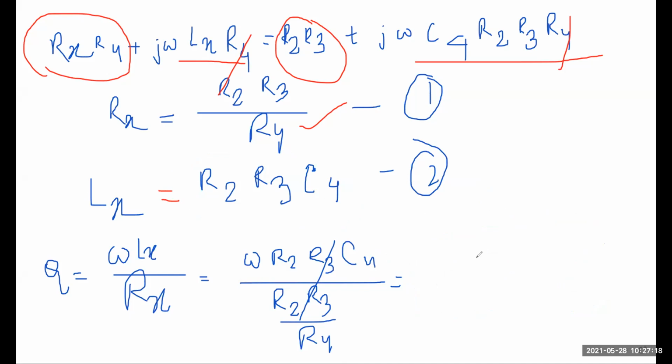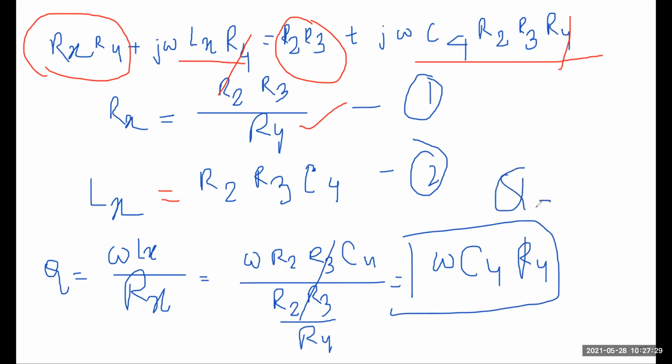So automatically I am getting the answer omega C4 R4. This will be my correct answer, and this is my quality factor Q, and this is important. Look carefully at the imaginary and real parts, otherwise it will go wrong. So my omega C4 R4 is my quality factor, Q factor. It is very important for short questions.